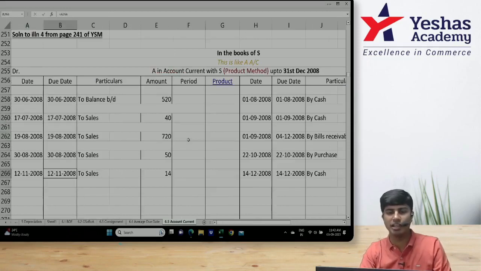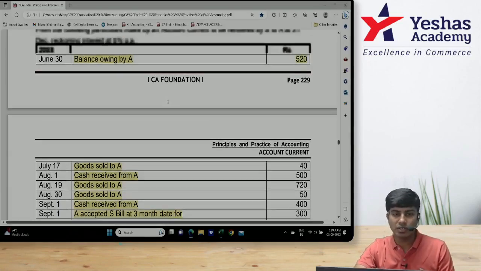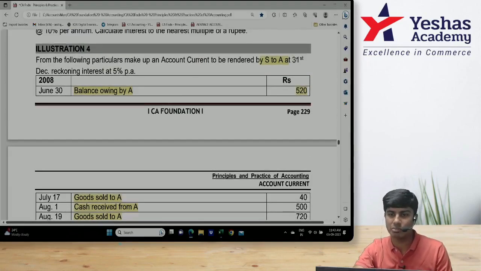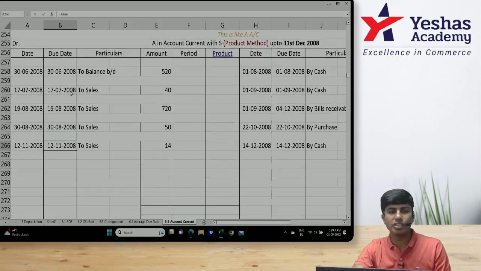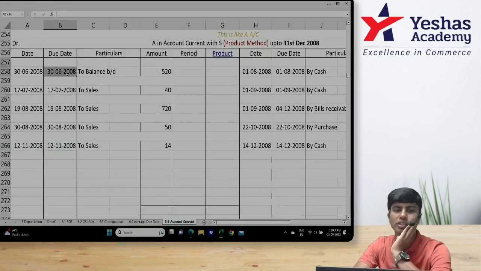They have not mentioned the method. Have they mentioned? No. We'll do the product method. First we'll find the period. When are we preparing the account current? Account current is prepared on 31st December. Now from 30th of June to 31st of December.